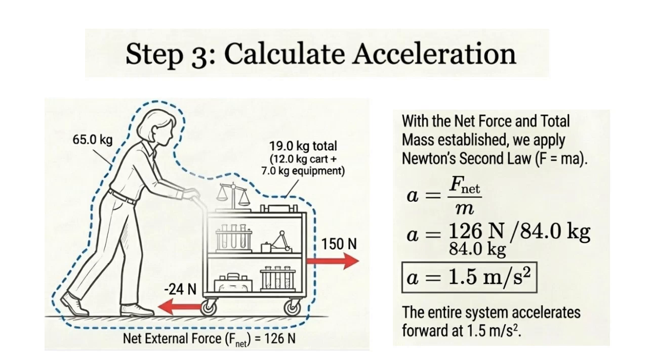Now, using the net external force we found, which is 126 newtons, and the total mass of the system, 84 kilograms, including the person, the cart, and the equipment, we apply Newton's second law. By dividing the net force by the total mass, we get the acceleration of the entire system. Doing the math, 126 newtons divided by 84 kilograms gives us an acceleration of 1.5 meters per second squared. This means the whole system, everything moving together, accelerates forward at 1.5 meters per second squared.